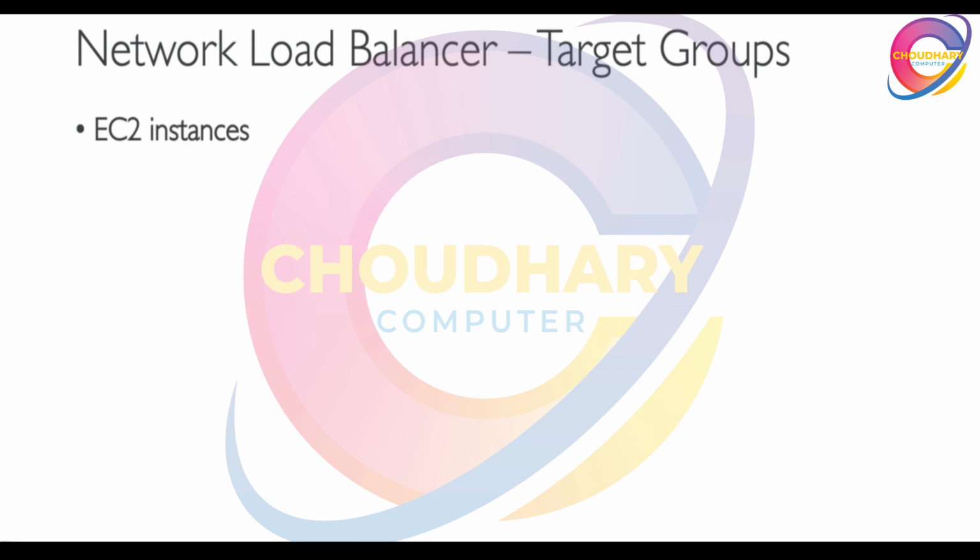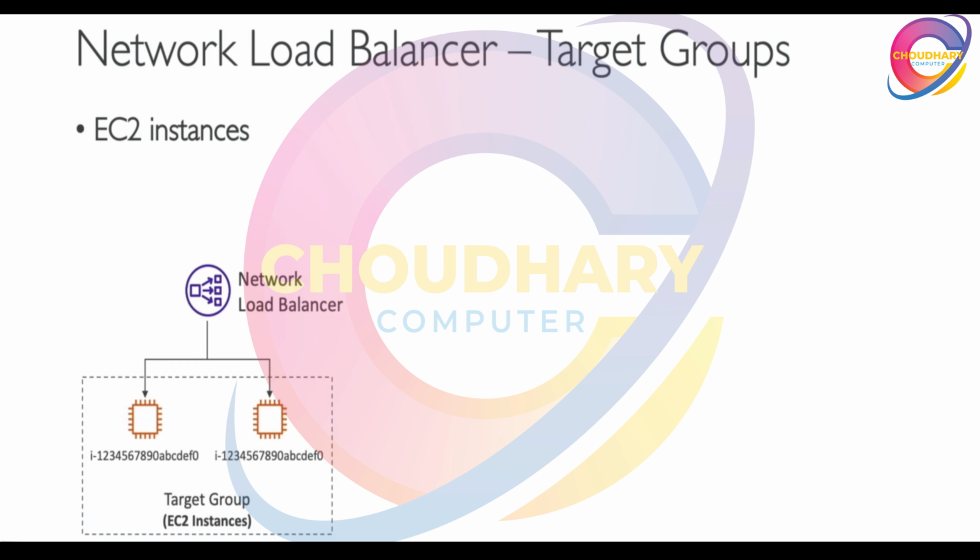So what can network load balancers send traffic to? Well, we can have different target groups. The first one is EC2 instances. So we can register EC2 instances with target groups, and then the network load balancer will know how to send traffic to them. That's very intuitive.